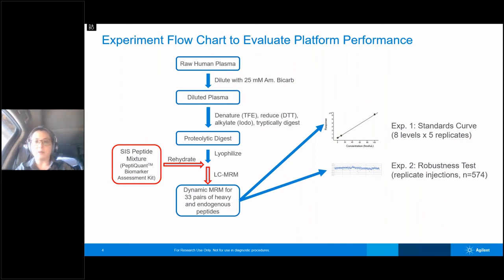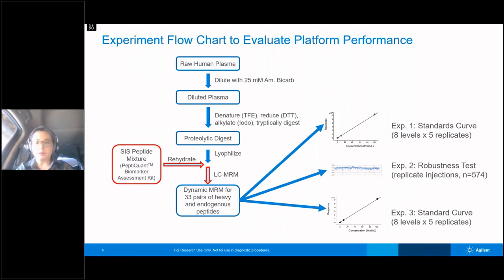For the second experiment, we prepared a large amount of human plasma digest spiked with heavy peptides at 10 femtomole per microgram. We kept injecting these samples, 574 in total, for the robustness test. After the robustness test on the same column, we took the remaining calibration samples and ran the standard curve analysis again, so we can compare the standard curves before and after the robustness test.